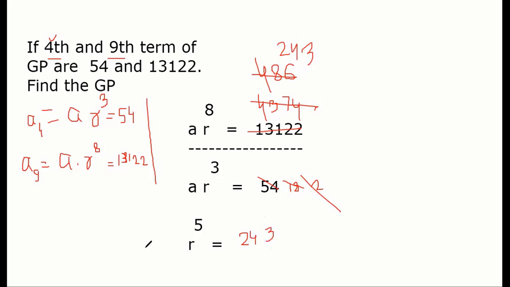Sir, how is it R to the power 5, sir? R to the power 8 divided by R to the power 3. This is basic indices, guys. R to the power 8 divided by R to the power 3. You would have learned it in class 7. Okay, sir, indices. So R to the power 5 is equal to 243.